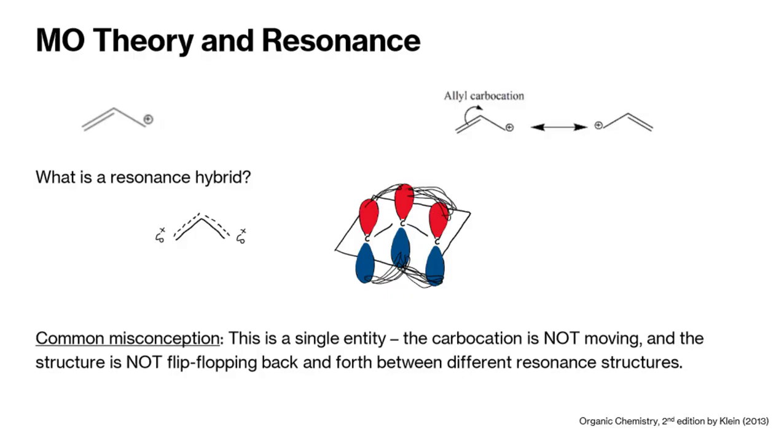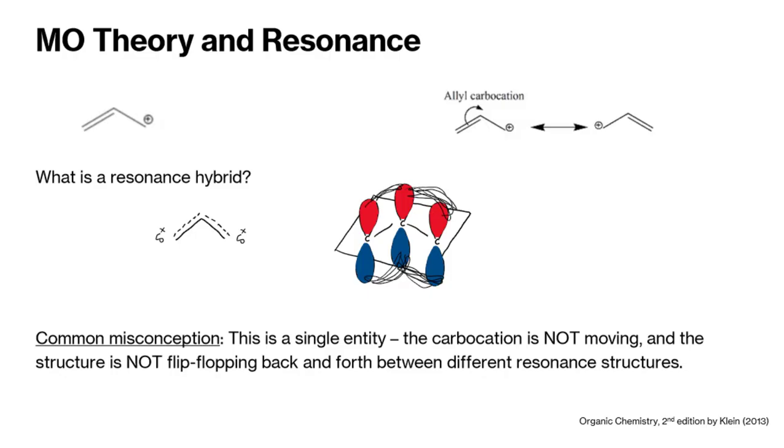A common misconception that students have is they think, oh, the double bond is moving back and forth. It's kind of flip-flopping. At any moment, you might see the double bond here or you might see it there. And that is not the case. In reality, the resonance structures are not showing any sort of motion. The carbocation is not moving, nor is the double bond. Instead, the two resonance structures are giving you some insight into what the actual single molecule looks like, which is best represented through the resonance hybrid.